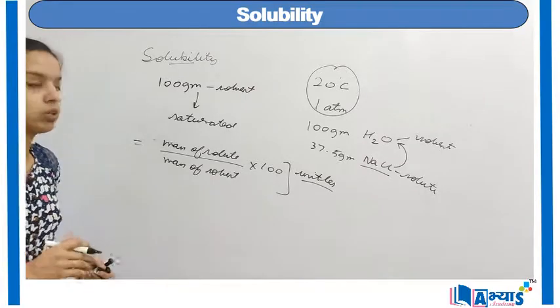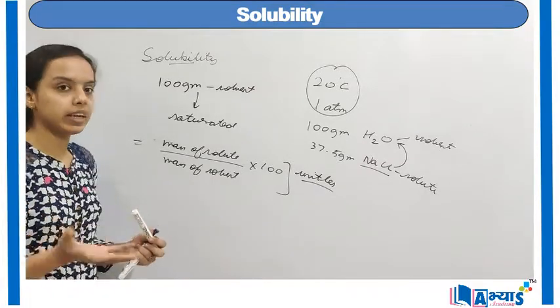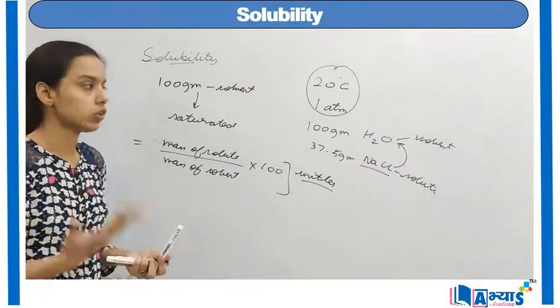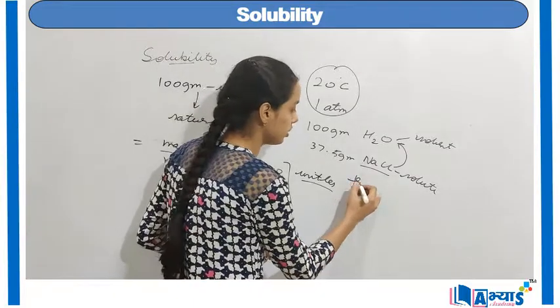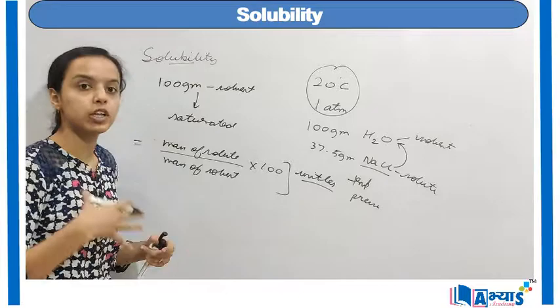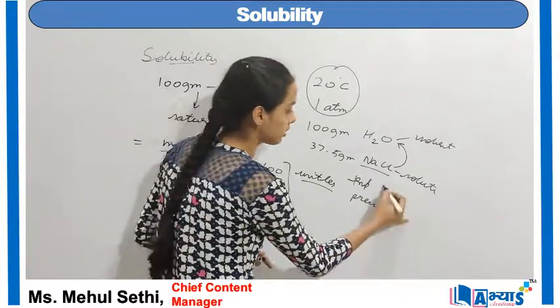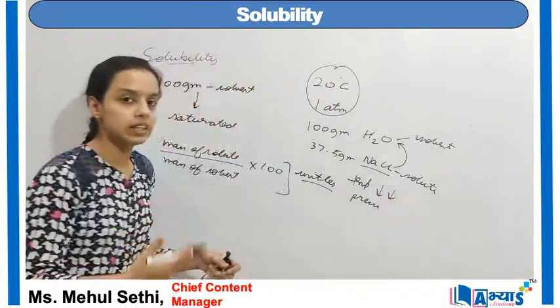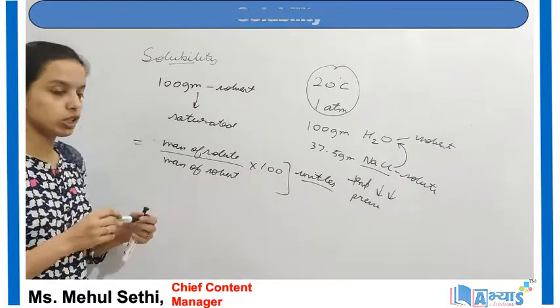This was the concept of solubility, and how we can increase or decrease solubility. It depends on the external temperature and pressure. If we increase the temperature, the solubility also increases, and if we decrease the temperature, the solubility also decreases. So this was the concept on solubility.